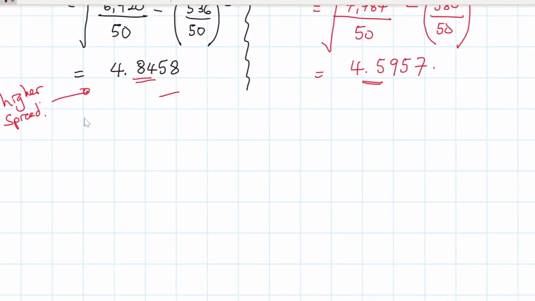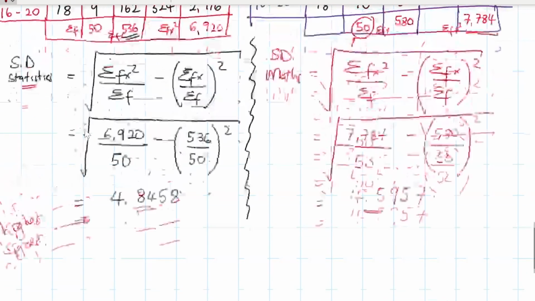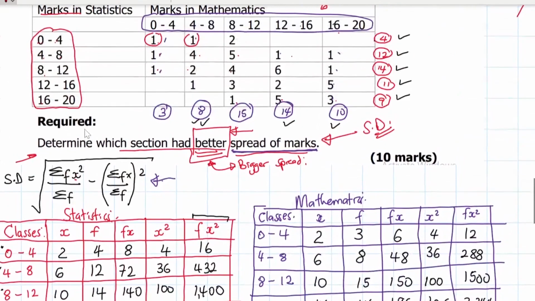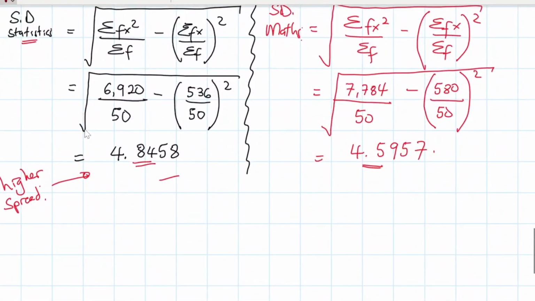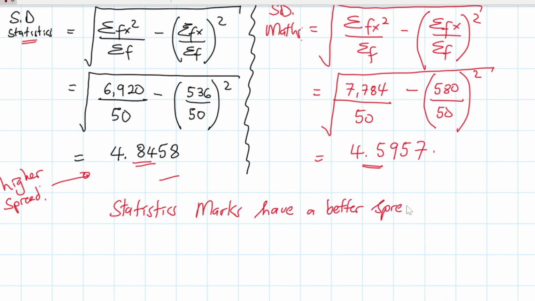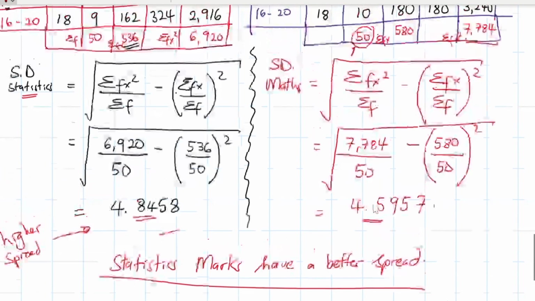So we shall conclude. Which section has better spread of marks? The statistics marks have a better spread. That's how we shall conclude. We shall simply say statistics marks have a better spread. So that's it.